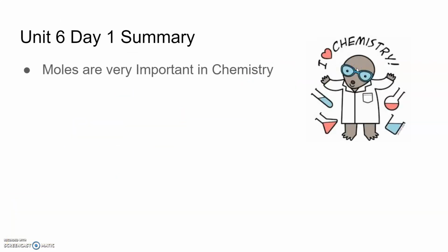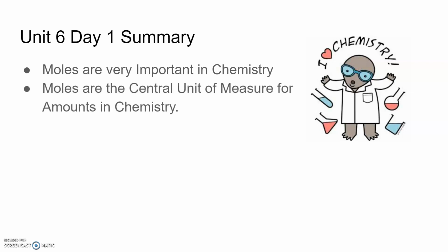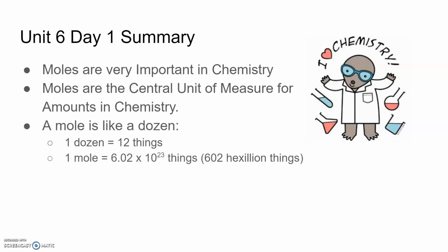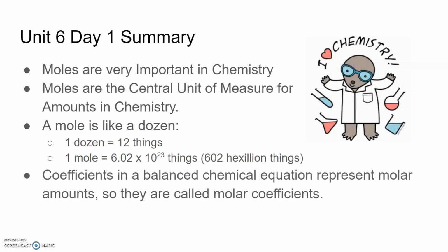So let's do a quick summary of what we learned so far. Moles are very important in chemistry, and they're important because they're the central unit of measure for amounts. And a mole is like a dozen. So where 1 dozen represents 12 things, a mole represents 602 hexillion things. And again, that number is important. It's known as Avogadro's number. Now, the coefficients in the balanced chemical equation represent molar coefficients.